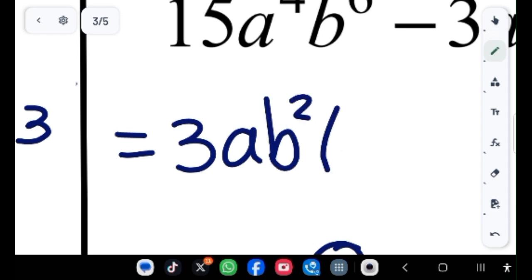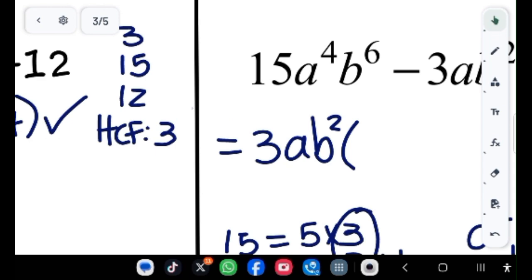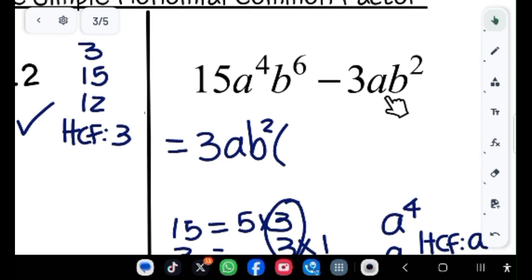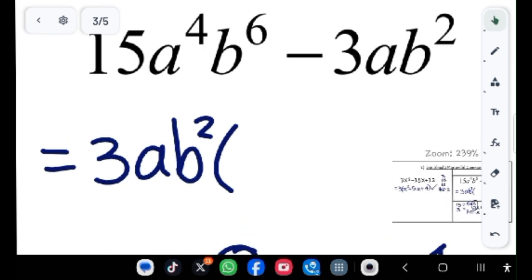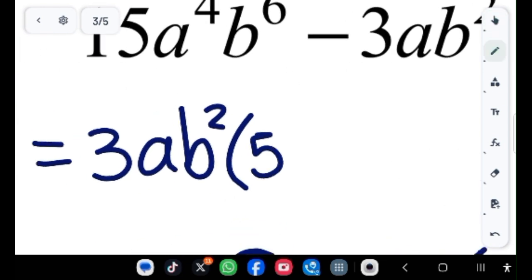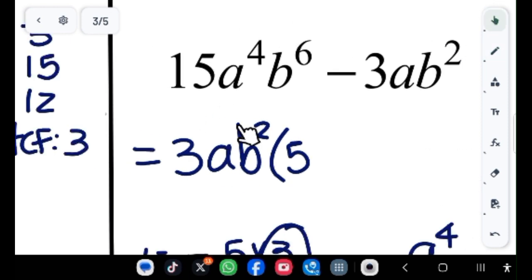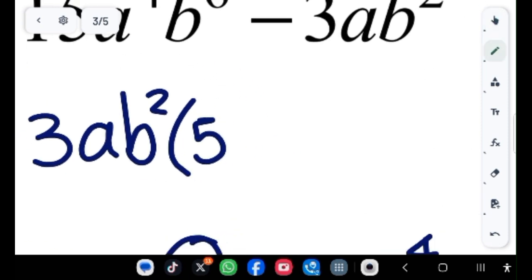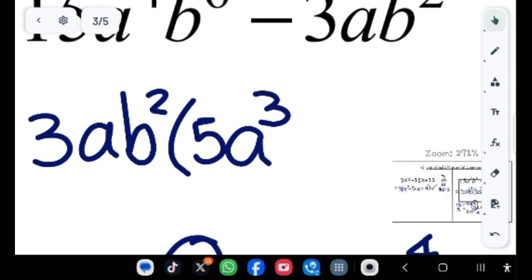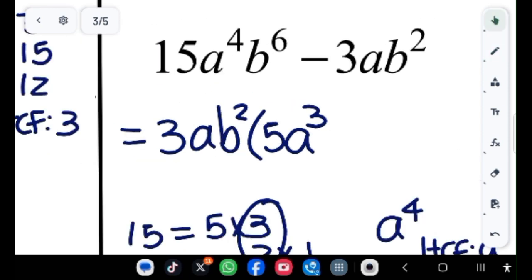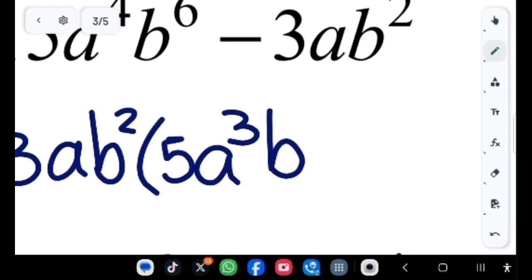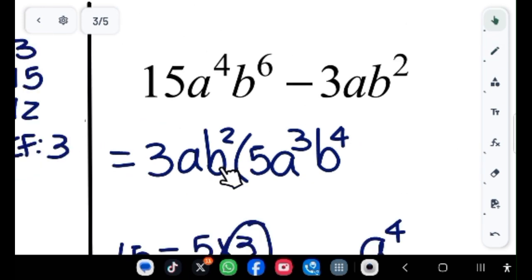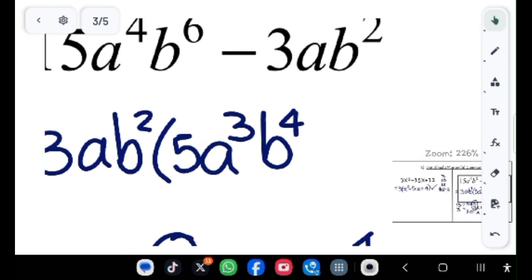Now what we do is we look at what we need to multiply each one of the terms by to get back to the original. To go from 3 to 15, we need to multiply by 5. The numbers are fine here. To go from a to the power of 4, that will be a to the power of 3, because 3 plus 1 gives you 4 at the top. B squared to b to the power of 6, that will be b to the power of 4, because b squared times b to the power of 4 will be b to the power of 6. We're done with the first term.